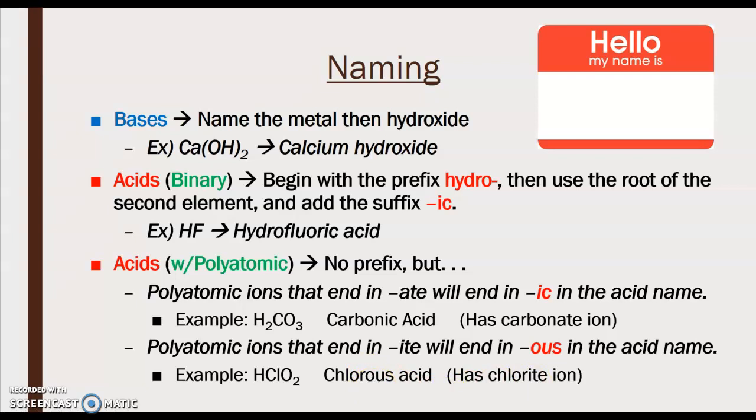So all you're doing here is changing the ending. Determine what polyatomic ion it is. Does the polyatomic ion end in ate? If it does, you're going to change the ending to ic. If the polyatomic ion ends in ite, you're going to change the ending to ous. So you'll have some example problems of this.